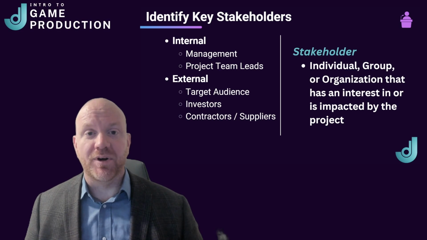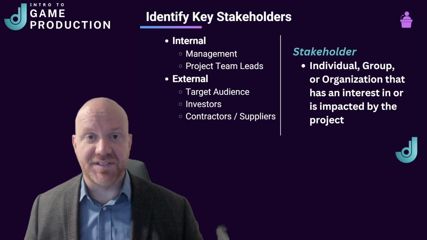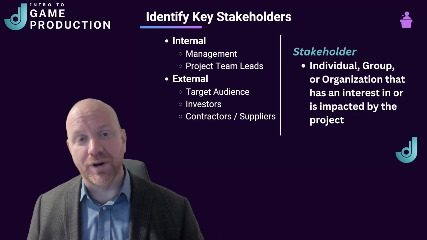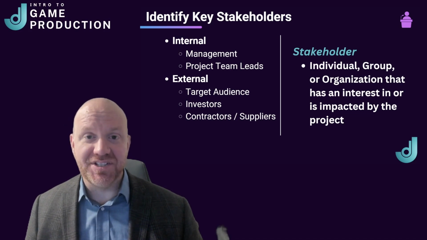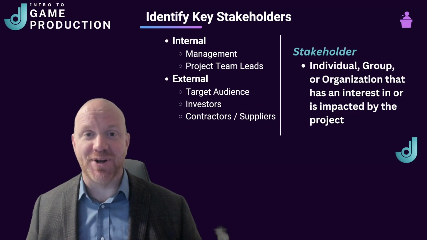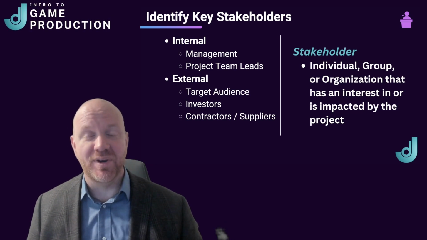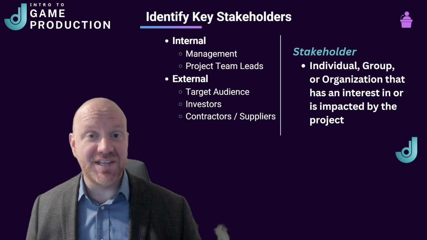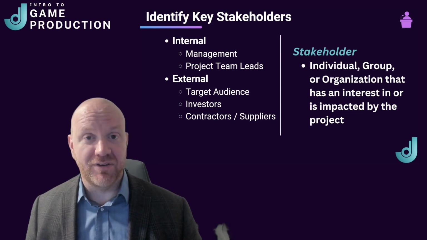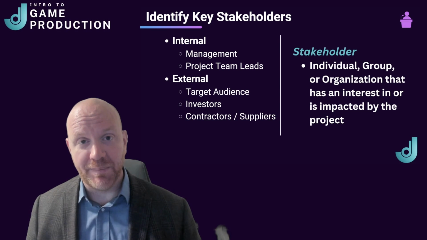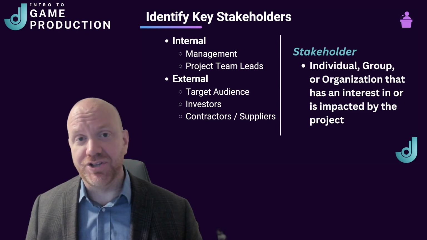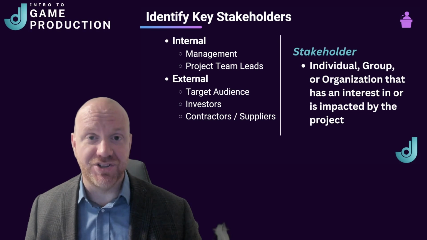The next thing we want to do is identify the key stakeholders. Now, a stakeholder is an individual, a group, or an organization that has an interest in or is impacted by the project. And usually stakeholders are broken down into two categories. We have internal stakeholders and external stakeholders. Internal key stakeholders are going to be the management for your game or for your company. They're going to be your project team leads, which could be managers, or it could just be subject matter experts in each of the fields.